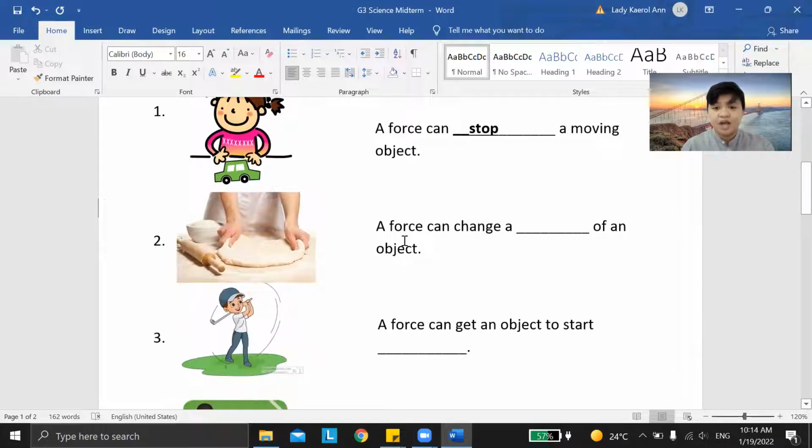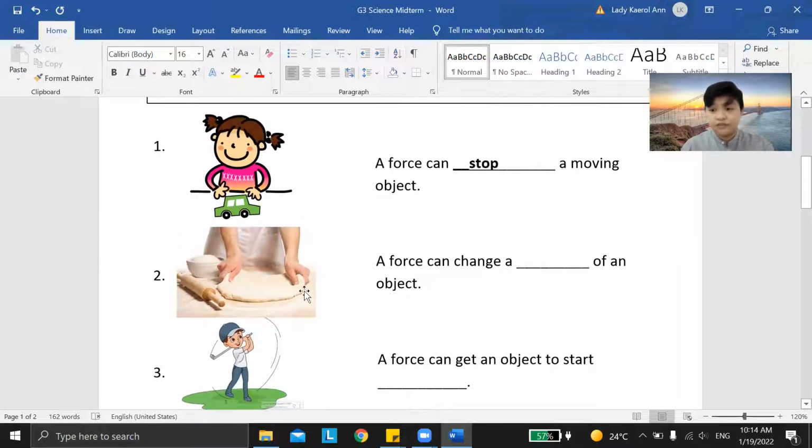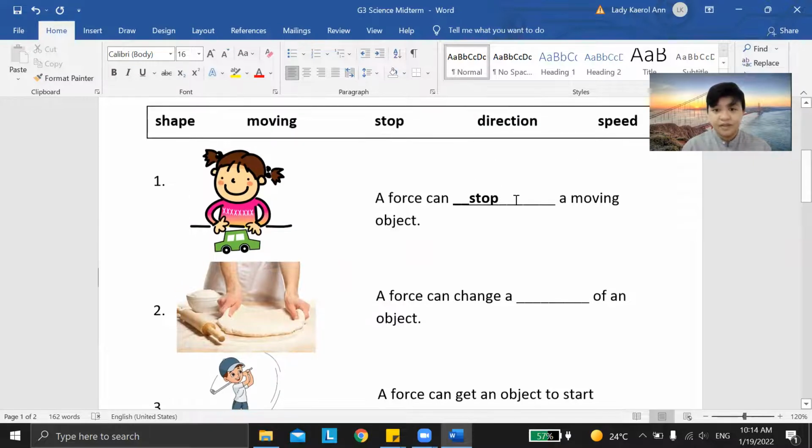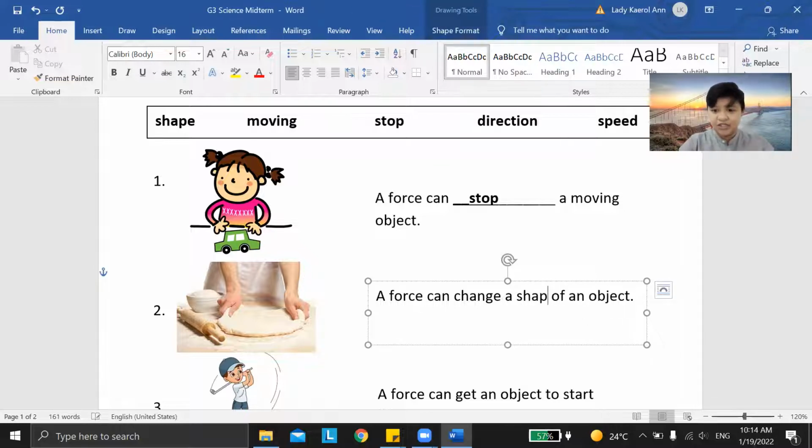Number two, a force can change a blank of an object. Based from this picture, the hands are, I think, changing the shape of this object. This is a dough. I think he is forming a circle for a pizza crust. So number two, the answer is shape.